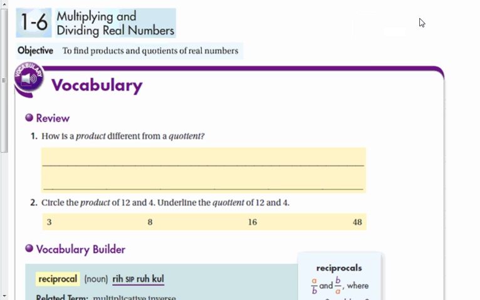Hey students, this is lesson 1-6. We're going to learn how to find products and quotients of real numbers. Go ahead and do this review to help us get started here.